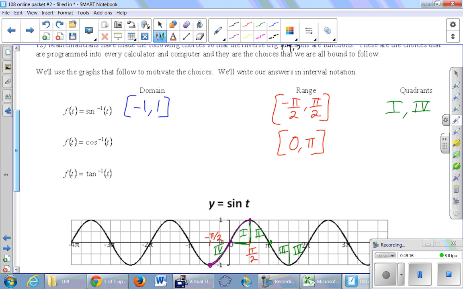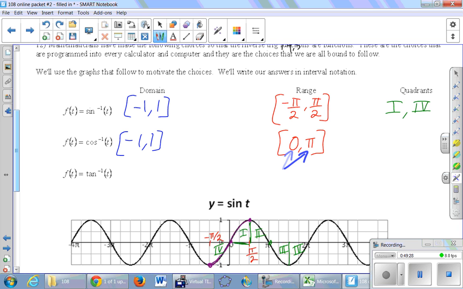And then it's the same -1 to 1 for the domain of inverse cosine. And then in terms of the quadrants, so just thinking about the angles that are between 0 and pi, that's the first and second quadrants. And anytime you hit the inverse cosine button on your calculator, you will automatically get some answer that is between quadrants 1 and 2.